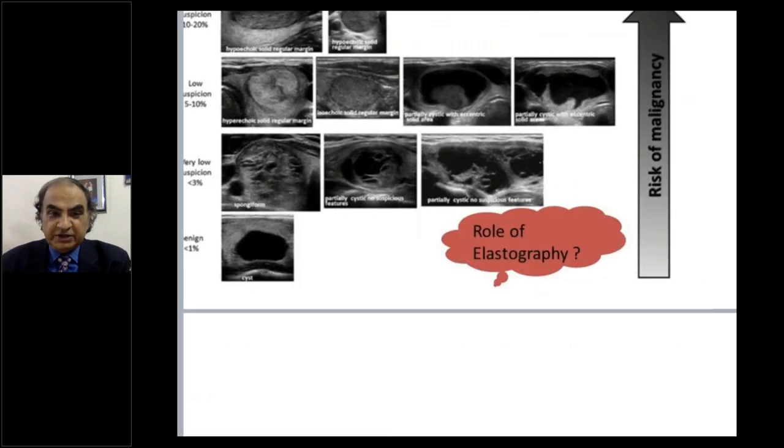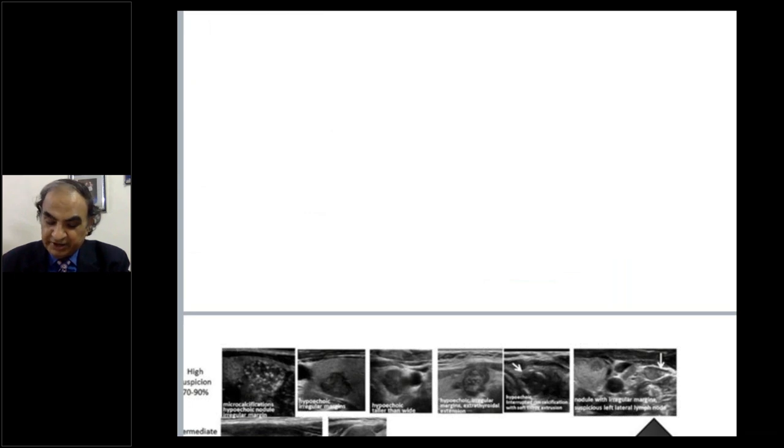Now, that's the role of elastography. I don't know if you can see the complete slide, but if you can, then it shows you part of it in this slide, high suspicion appearance. Due to the internet, we may not be able to see it very well, but I think now it's visible. Now that is high suspicion.